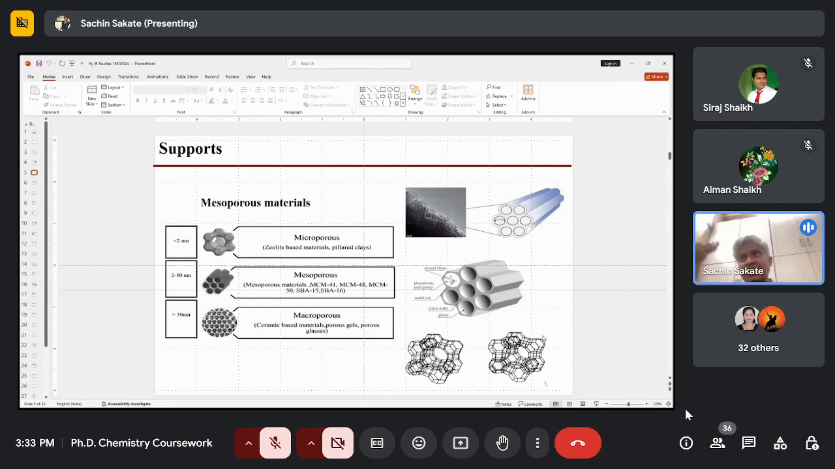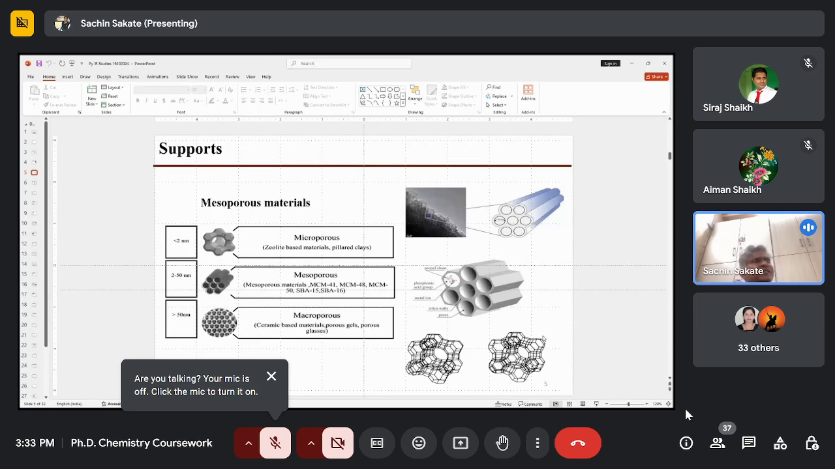If you see the variety of supports which you can have, microporous supports include zeolites or the pillared clays, that is the bentonite clays. Of course, bentonite clays are not that strong to do fantastic chemistry, but bentonite clays can also act as a support.